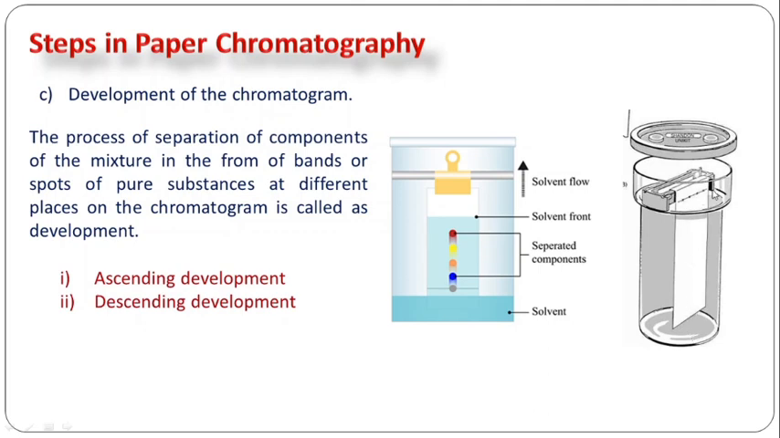So spotting should be on the upper side, then the solvent moves from up to down, and the chromatogram is developed from up to down, where capillary action as well as gravitational force is useful for the development of chromatogram. So there are two types of developments: ascending and descending. Ascending development is from bottom to top, while descending development is from top to bottom. So what is development? The spots appearing on the paper in paper chromatography is called development of chromatogram.